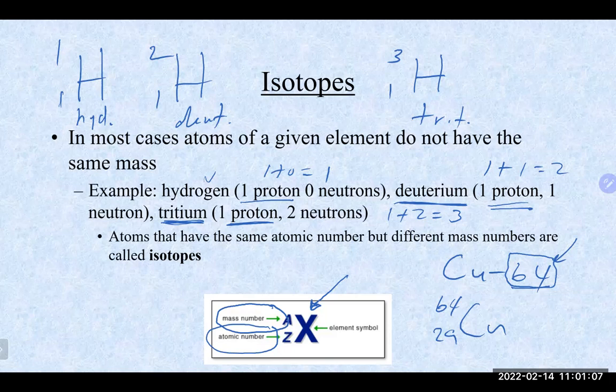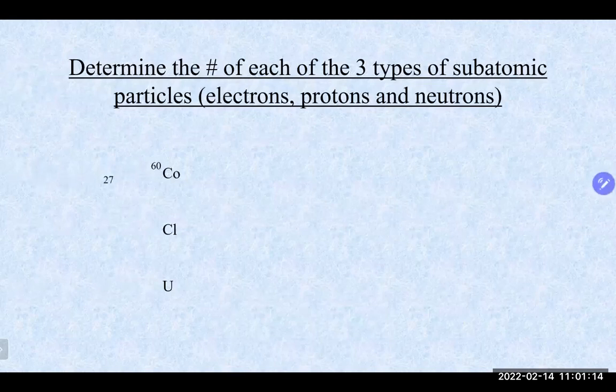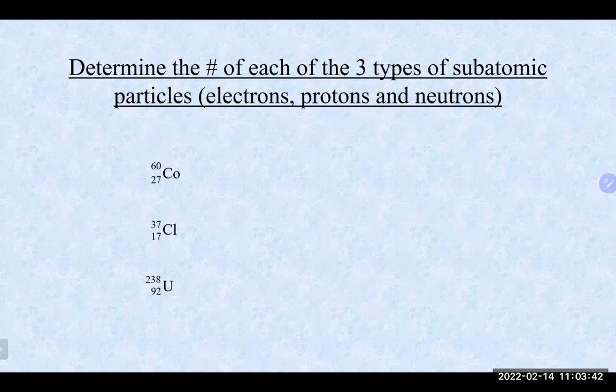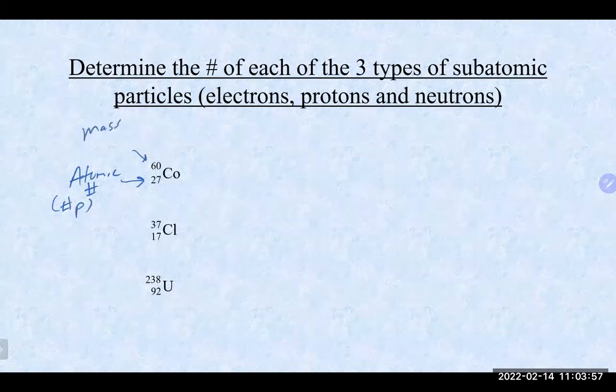All right, let's take a look here. All right, so for each of these, determine the number of protons, electrons, and neutrons there are. So take a minute or 2. And really the important part to answer this is the correct identification of each of these numbers. So as we talked about before, on the bottom should be our atomic number. And that basically is our number of protons. Up on top should be our mass number, which is our protons plus our neutrons.